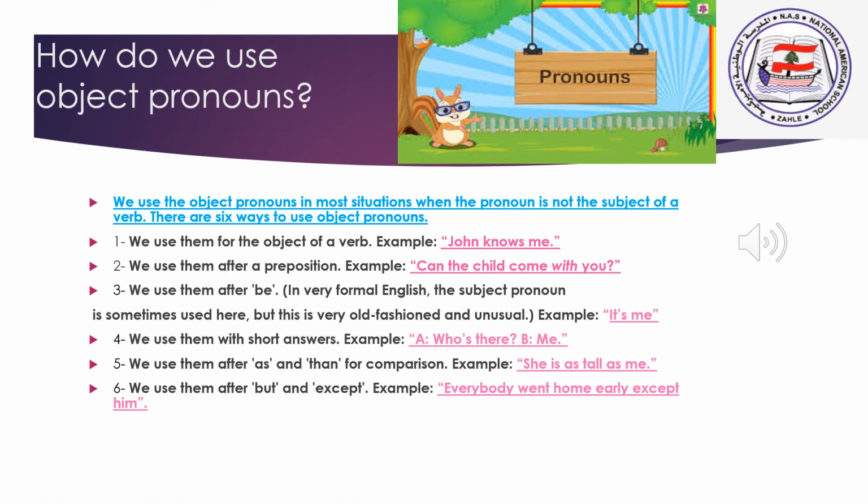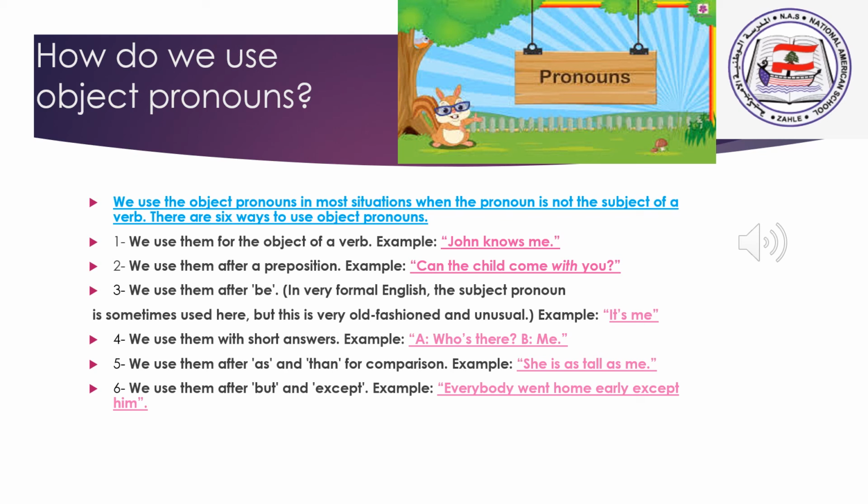Now you all are probably wondering, how do we use object pronouns? We use the object pronouns in most situations when the pronoun is not the subject of a verb. There are 6 ways to use object pronouns. The first way we can use it is for the object of a verb. For example, John knows me. Me is the object pronoun. Number 2, we use them after a preposition. For example, can the child come with you?